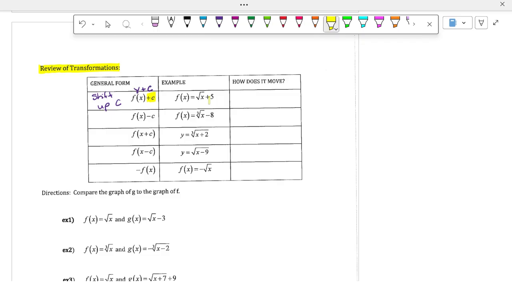So for example, if it's not under the radical, it's considered affecting the y value. Okay, so we're adding 5 to this one. So what are we actually going to do? Function transformation. It's the parent function plus 5. So what's the graph going to look like? It's going to shift up what? 5 units. Good.